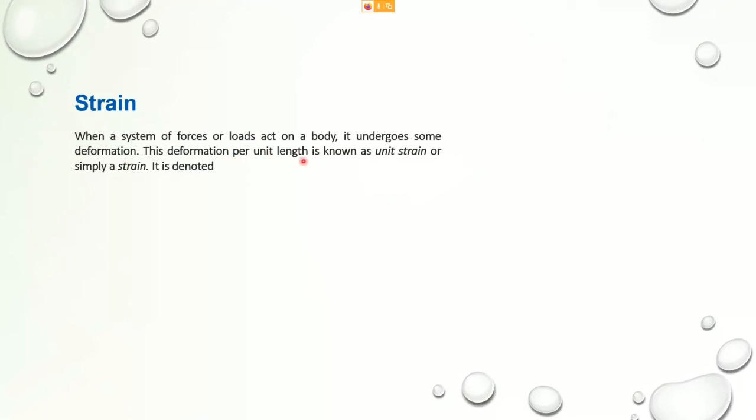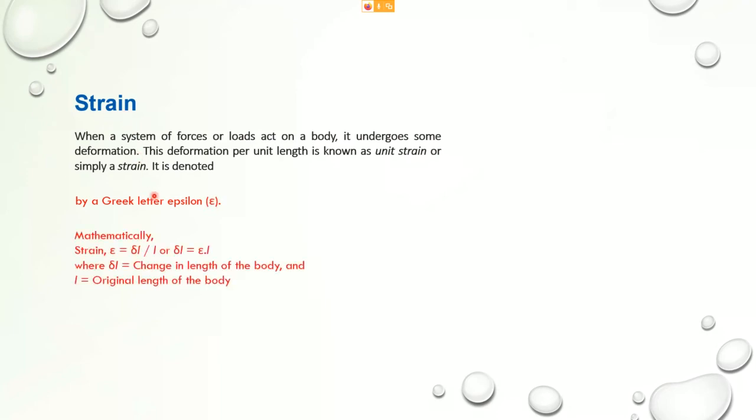Now, this deformation per unit length is known as unit strain, or simply strain. So if, for example, the object is subjected to pulling force, it will undergo elongation. The extension or elongation divided by the original length of the object will give you what is called strain. We use this Greek symbol here to represent strain. This symbol is known as epsilon.